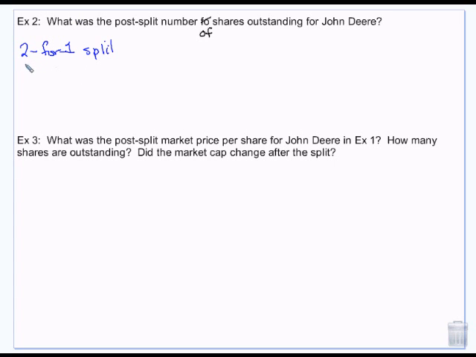Okay, so 2 for 1. This is how many you have. This is how many you're going to get. Right? If you had 1, you now have 2. So if your original is 1 and I'm now going to have 2, that means I need to multiply the number of shares times 2, right? So I'm going to take that 1.2 billion and I'm going to multiply that by 2, and I'm going to get 2.4 billion.